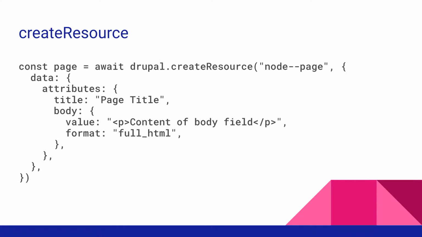Then we can also create resources. In this case, we can create a node page. So we call the create resource function. We pass the content type. Then we pass the data, such as title and body.